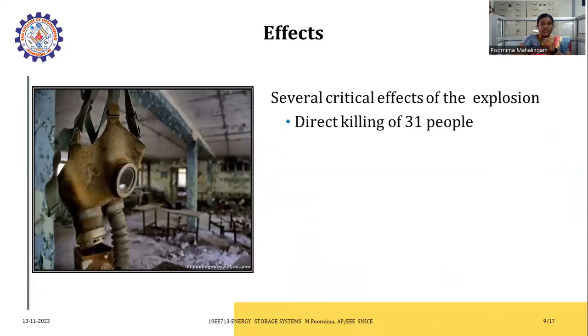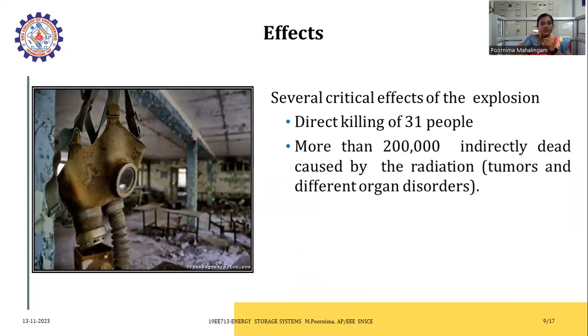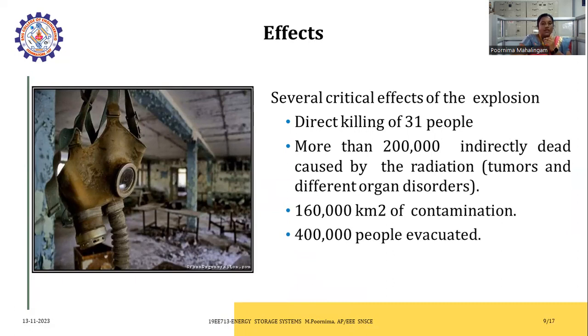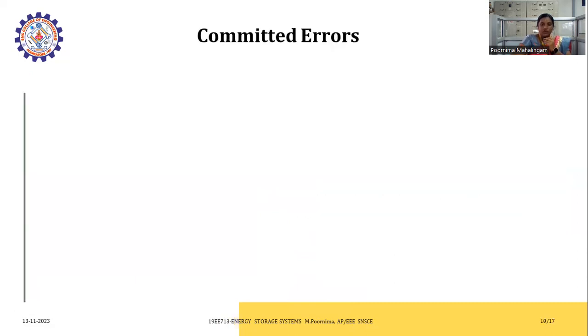The first effect is the direct killing of 31 people. More than 2 lakhs died indirectly, caused by the radiation, that is tumors and different organ diseases. And there were 1,67,000 square kilometers of contamination, and more than 4 lakhs people were evacuated.